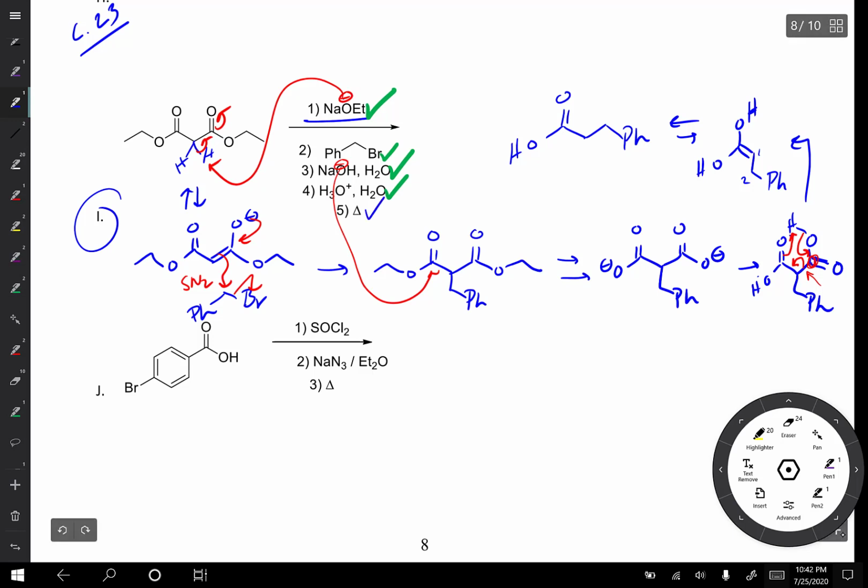Notice how I went stepwise. I think it would be really hard to look at this and do all of them in your head, so I think going stepwise is helpful.